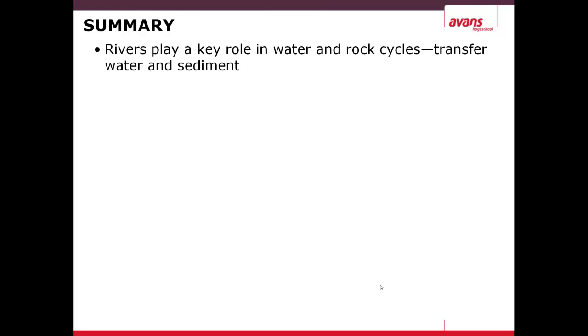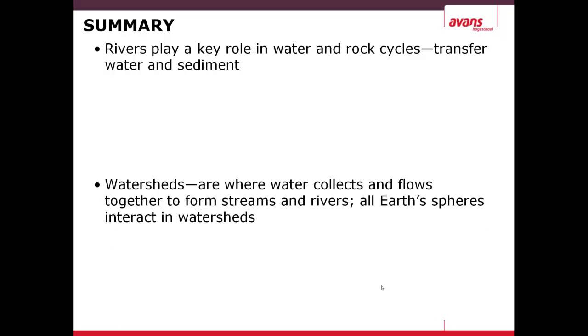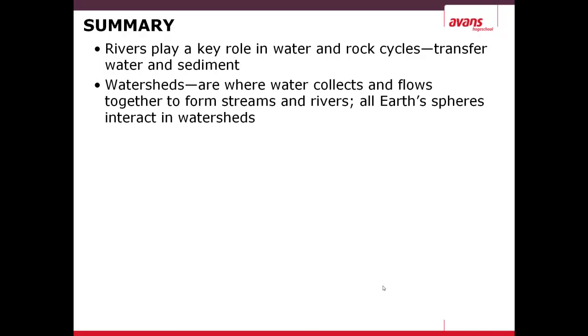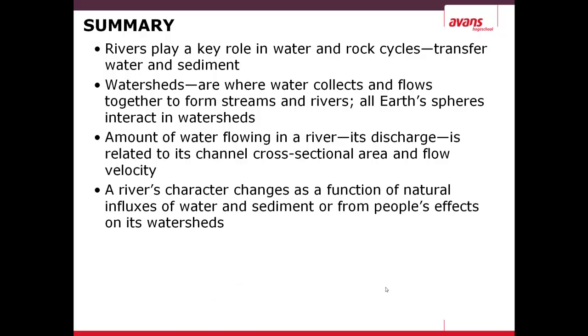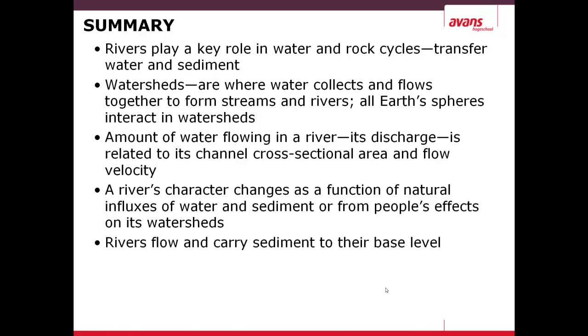In summary, rivers play a key role in water and rock cycles. They transfer water and sediment. Watersheds are where water collects and flows together to form streams and rivers. All Earth's spheres interact in watersheds. The amount of water flowing in a river, its discharge, is related to its channel cross-sectional area and flow velocity. A river's character changes as a function of natural influxes of water and sediment, or from people's effects on its watershed. Rivers flow and carry sediment to their base level.